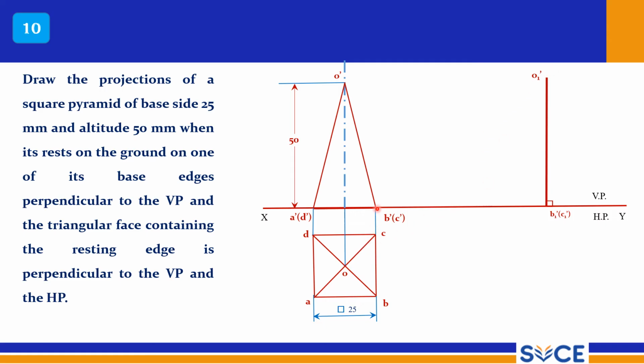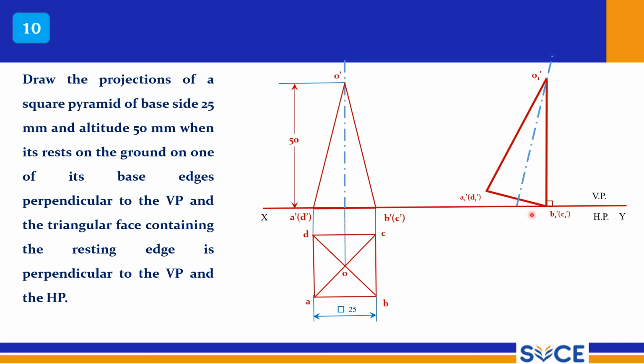From B dash C dash, from this point to this point you measure the distance. From here you cut an arc, and from here to here you measure the distance, and from O dash you cut another arc. The intersection points you mark as A1 dash and D1 dash, and you complete the simple front view. That is the simple way to complete it. Now you can draw the axis by connecting the midpoints.